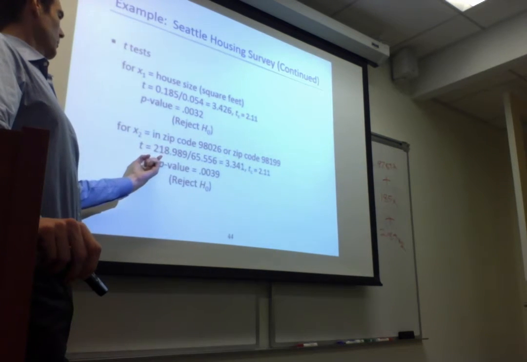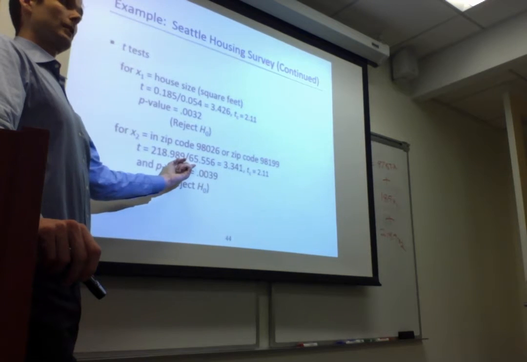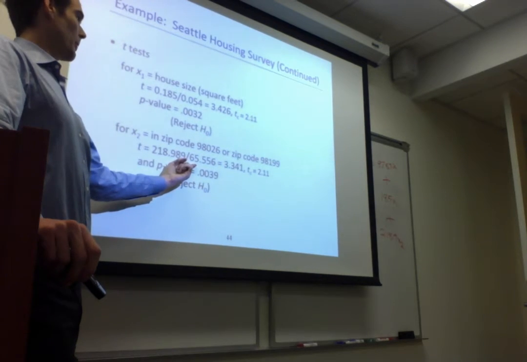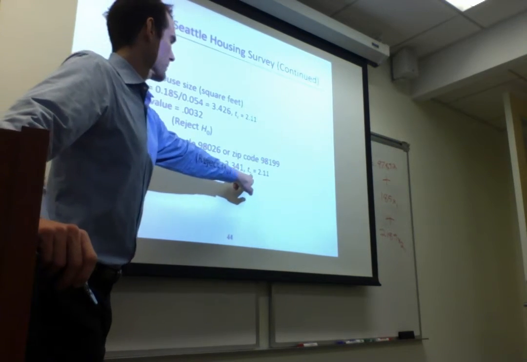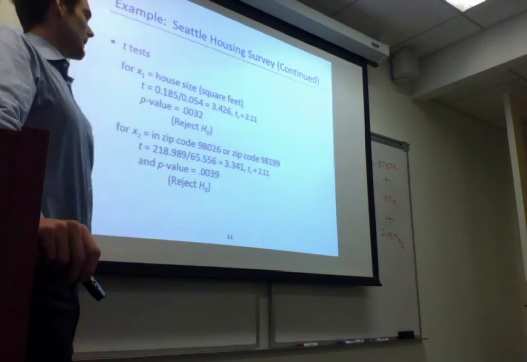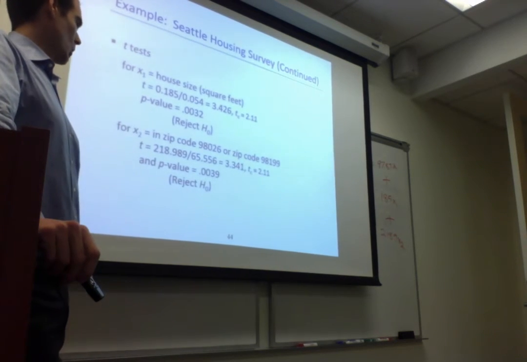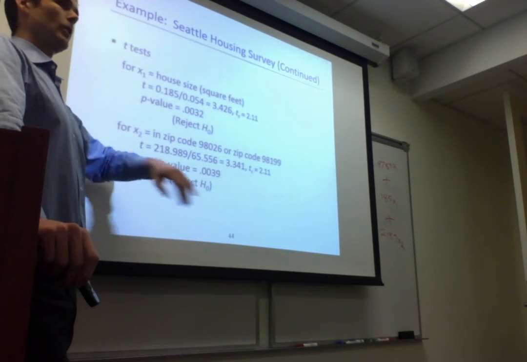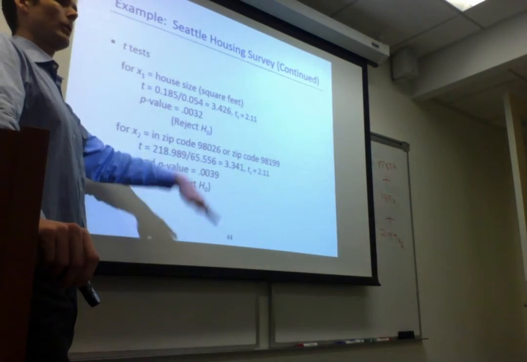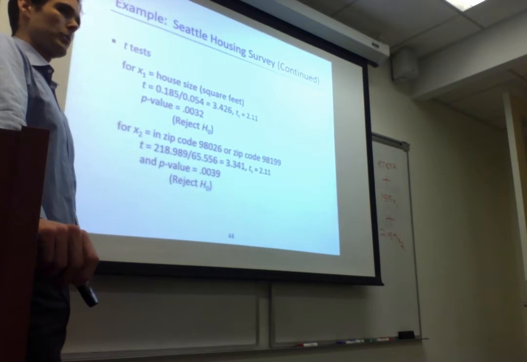So we take our point estimate of 218,000, divide by the standard deviation of the sampling distribution of the sample slope. We get a t-stat of 3.3, and we know that it's past our t critical value of 2.11. And we have a low p-value, lower than 5% anyway. We reject the null hypothesis that this slope is 0, and we say we have a significant predictive value in this variable as well.